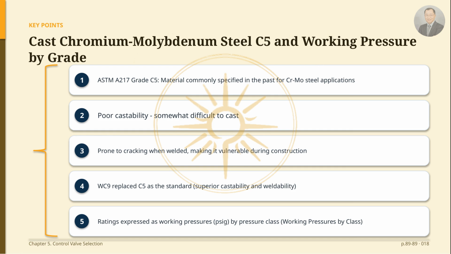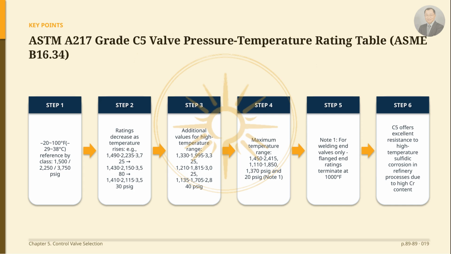Valve ratings are presented in a table summarizing the working pressure by class and psig, which is referred to as working pressure by class. The pressure temperature ratings for C5 valves are organized based on ASME B16.34. In a range of minus 20 degrees Fahrenheit to 100 degrees Fahrenheit, or minus 29 degrees Celsius to 38 degrees Celsius, the working pressures are 1500, 2250, and 3750 psig by class.